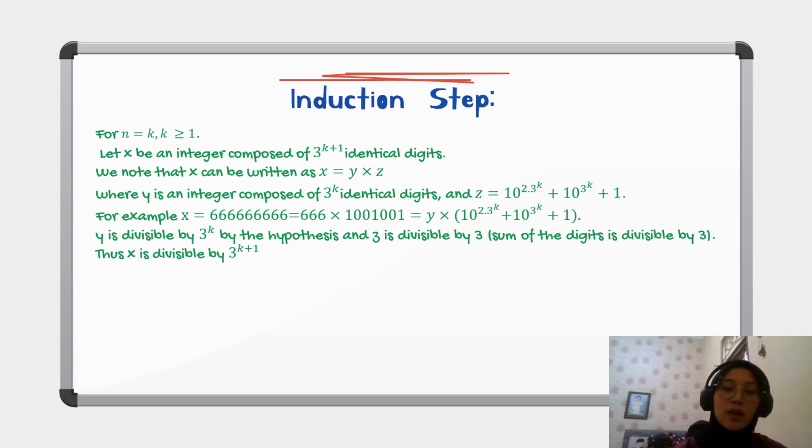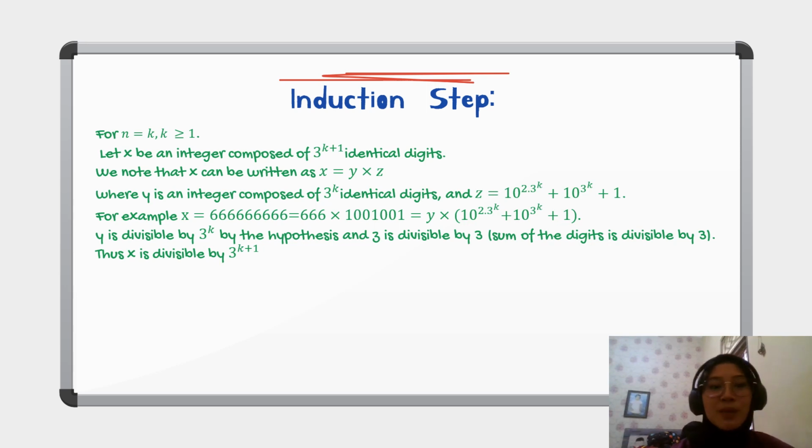For example, x equals 666,666,666, which is equal to 666 times 1,001,001, which equals y times z, where z equals 10 power 2 times 3 power k plus 10 power 3 power k plus 1.